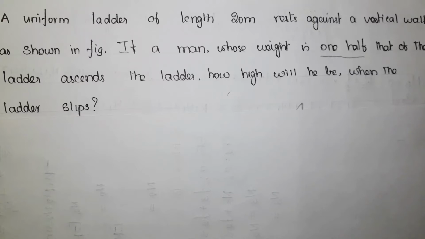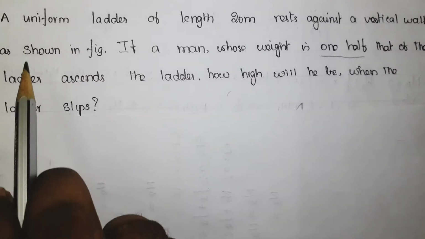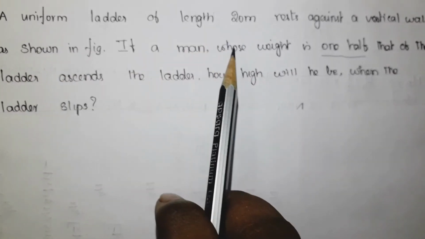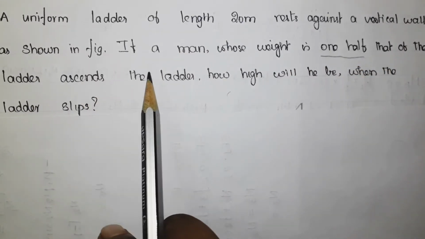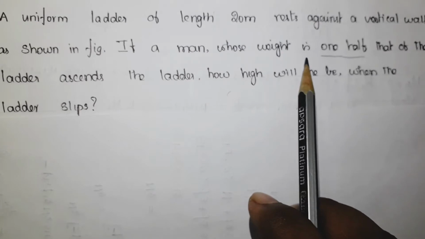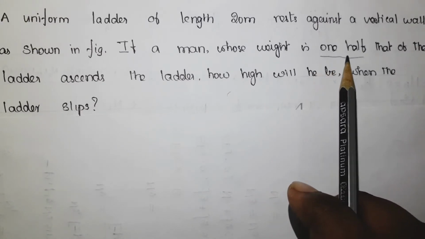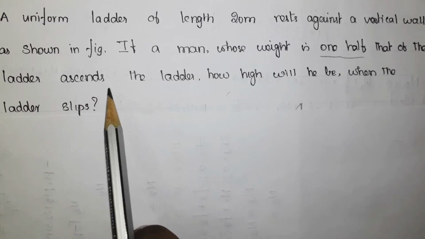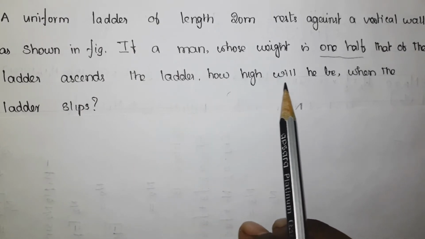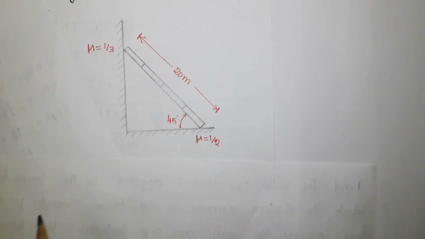Good morning. In this video, we are going to discuss the second problem in ladder. Now, let us go to the problem. A uniform ladder of length 20 meter rests against a vertical wall as shown in figure. If a man whose weight is, just note this one, half that of the ladder ascends the ladder, how high will he be when the ladder slips?